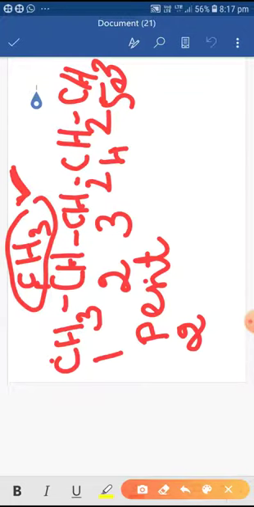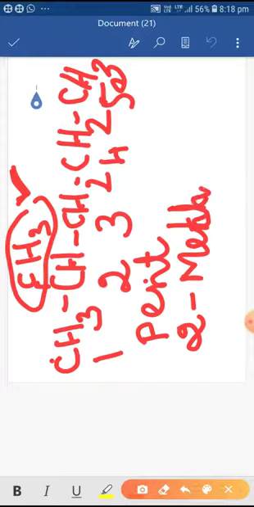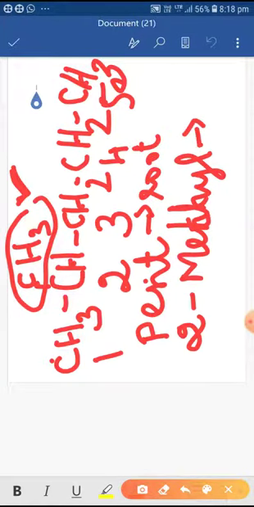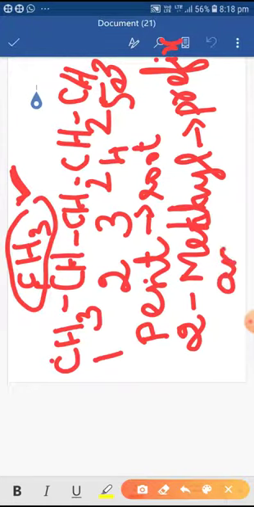So the substituent is used as a prefix: 2-methyl. Pent is the root word, and 2-methyl is the prefix. Then the suffix. Here there is no functional group, no double bond, no triple bond. The carbons in this organic compound are joined by single bonds, so the suffix is "ane".